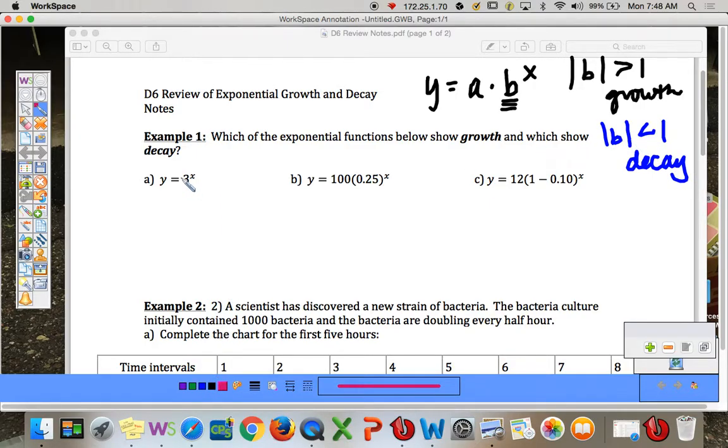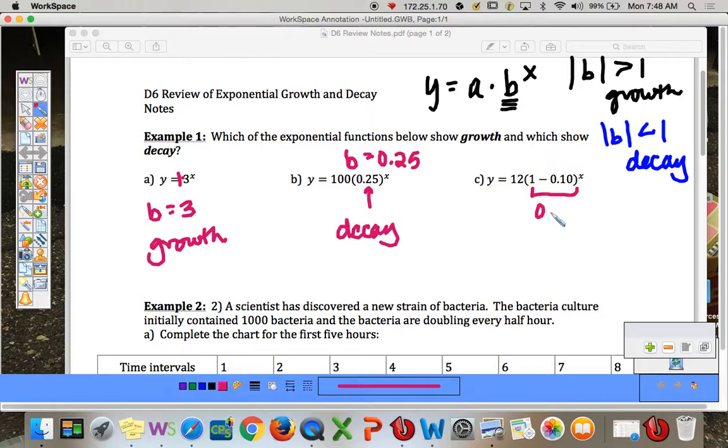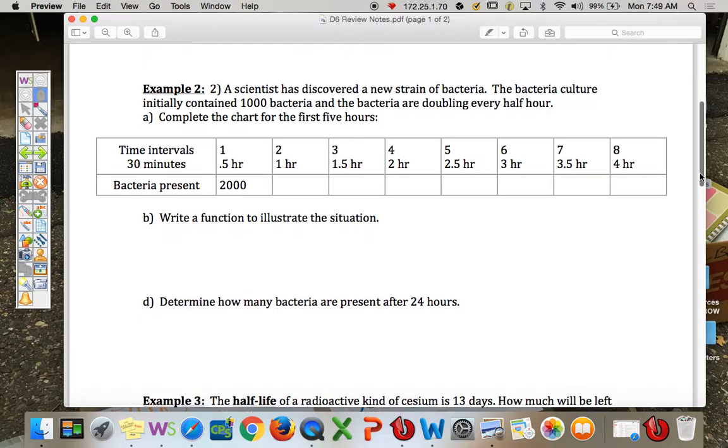So here, our initial value is actually a 1 right here, and I know that because 3 has the exponent. So here b is 3, so this is growth. 3 is bigger than 1. Here's the initial value 100, and this number 0.25 is less than 1, so this is decay. So there's our b value, 0.25. And this right here, 1 minus 0.10 is 0.9, and that's less than 1, so this is also decay. And here the starting value is 12. So you look at the thing with the exponent. If the absolute value of that number, the distance from 0, is greater than 1, it's growth. Otherwise, it's decay.